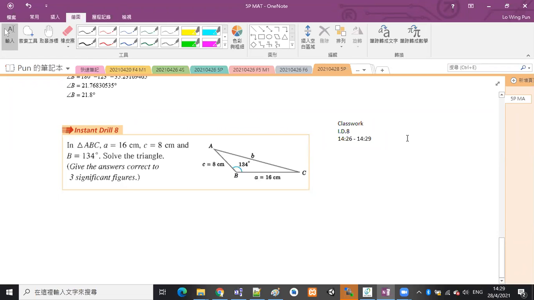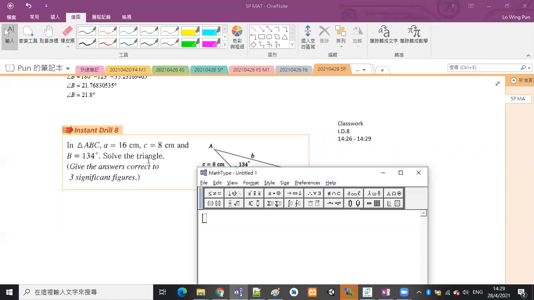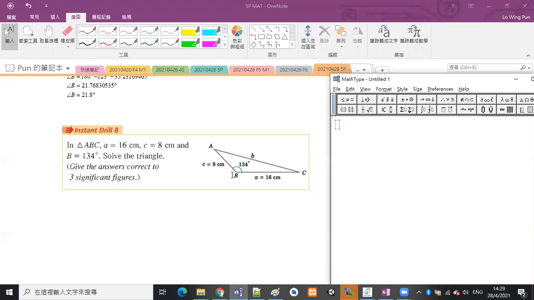Okay, have you done? So now in triangle ABC, A is 16 cm, C is 8 cm, and angle B is 134 degrees. Solve the triangles, which means that we need to find out all the remaining lengths and angle. First, we check the conditions. We have length, angle, length, right? But they cannot form a pair of corresponding length and angle. So we cannot use the sine formula.